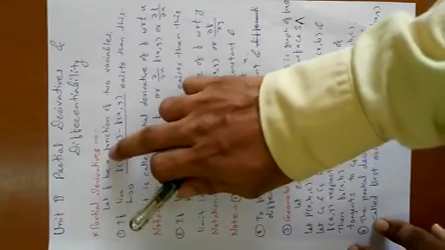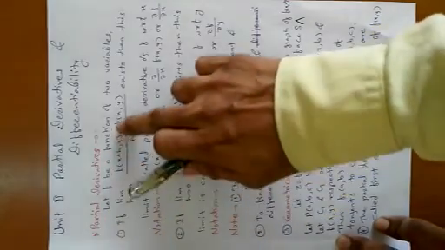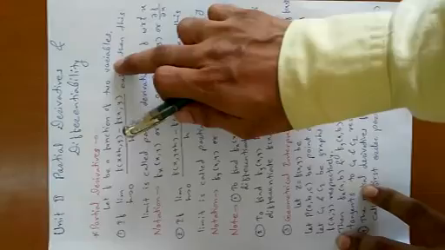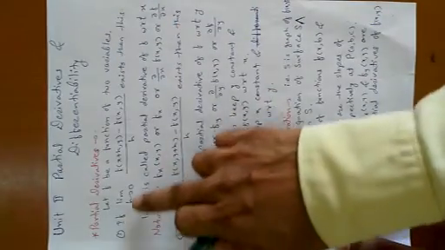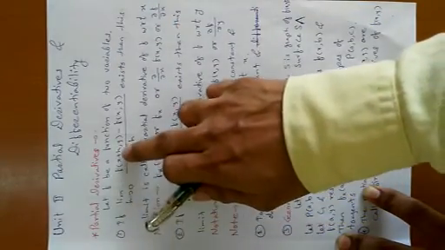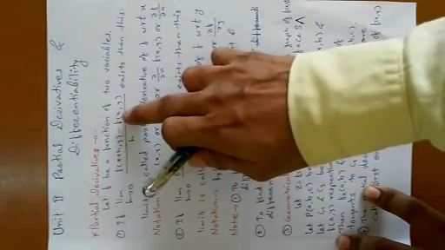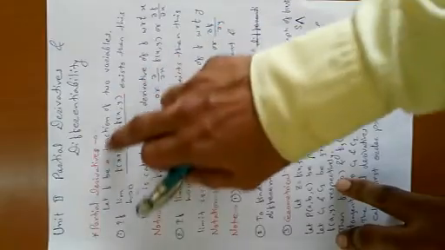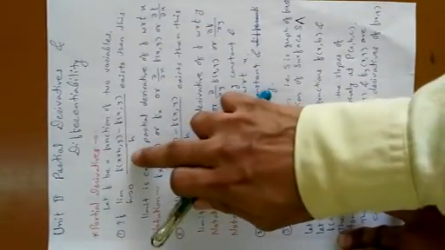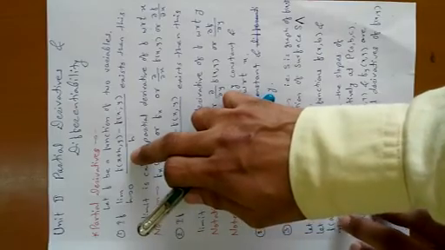We will start the next unit, unit 2, partial derivatives and differentiability. First definition is partial derivatives. Let f be a function of two variables. Then if the limit of f of (x plus h, y) minus f of (x, y) upon h as h tends to 0 exists, this is the definition of the partial derivative of f with respect to x.